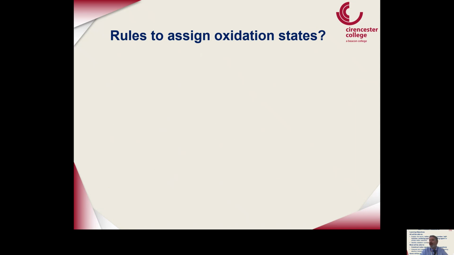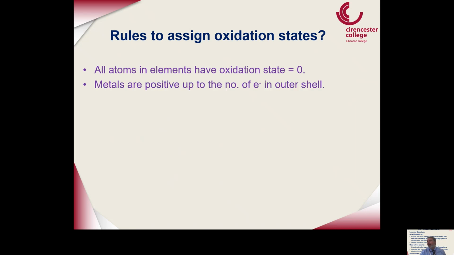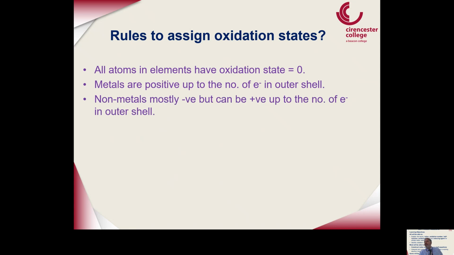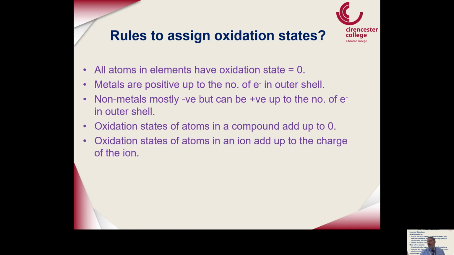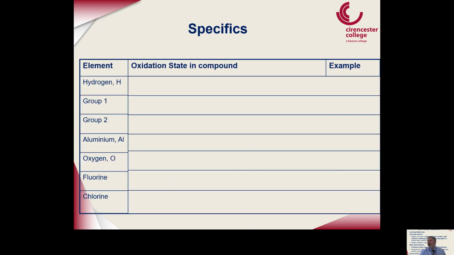Hopefully your rules look something like this. All atoms in elements have oxidation state 0. Metals are positive up to the number of their electrons in their outer shell. Non-metals are mostly negative, but can be positive up to the number of electrons in their outer shell. Oxidation states of atoms in a compound add up to 0. Oxidation states of atoms in an ion add up to the charge of the ion. So this is the specific table that you should be learning.